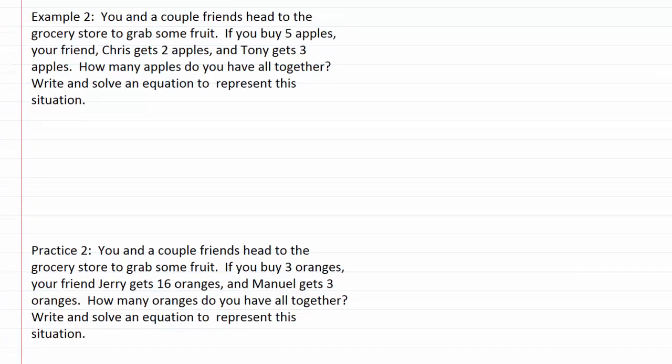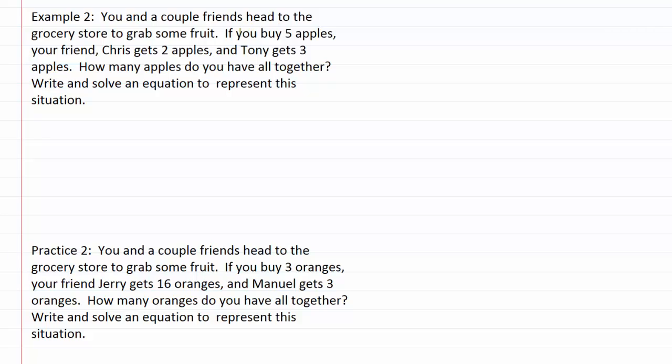Now I'm going to look at example 2. In example 2, you and a couple friends head to the grocery store to grab some fruit. If you buy 5 apples, your friend Chris gets 2 apples, and Tony gets 3 apples. How many apples do you have altogether? Write and solve an equation to represent this situation.